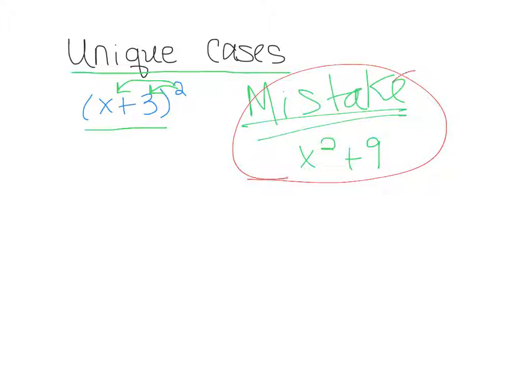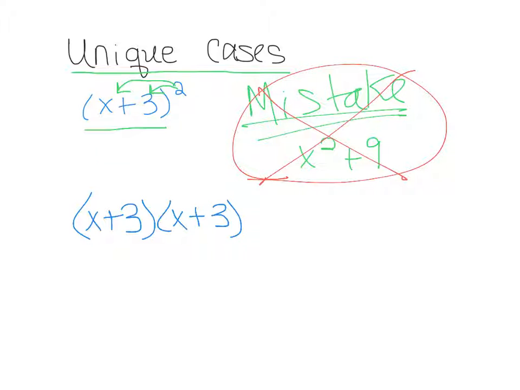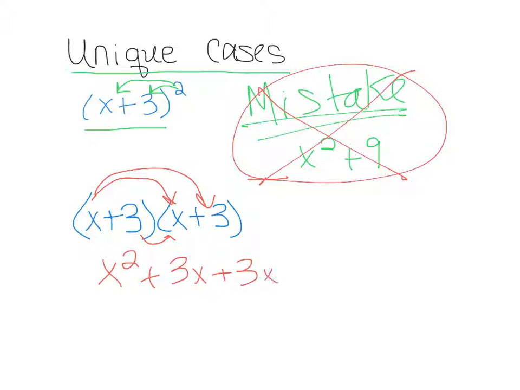You would be wrong. What needs to happen when you are squaring a binomial is think about it as x plus 3 times another quantity of x plus 3. When we multiply this out and distribute this, what we think about is first we have x squared, then we get plus 3x and another 3x, and lastly we have plus 9. So our real answer is x squared plus 6x plus 9.